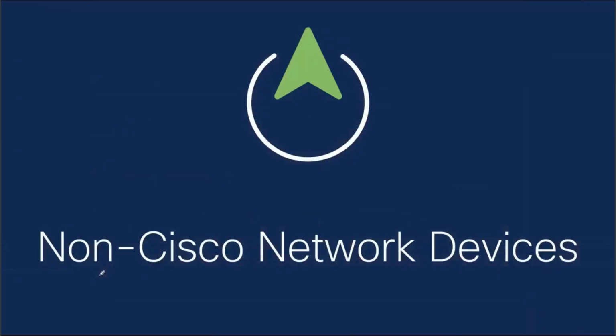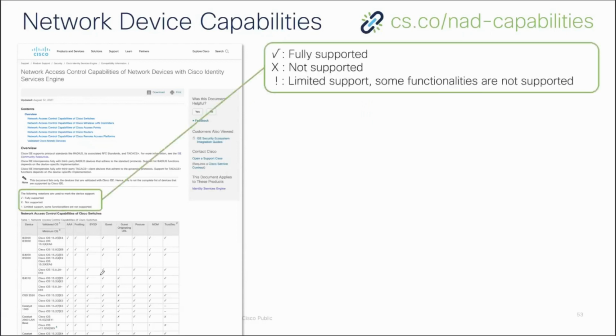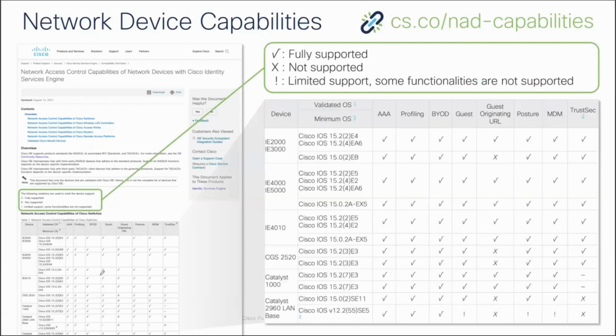Then non-Cisco network devices. So I told you earlier that ISE is a RADIUS and TACACS server. We support the standards, but we still get the question, does ISE support my network device? Because they forget that people still do protocol-based interoperability. What we do is we publish a network device capabilities document for Cisco devices. We used to do it for third-party devices, but we can't track. We have plenty of devices at Cisco to track. We can't track them all for everybody.